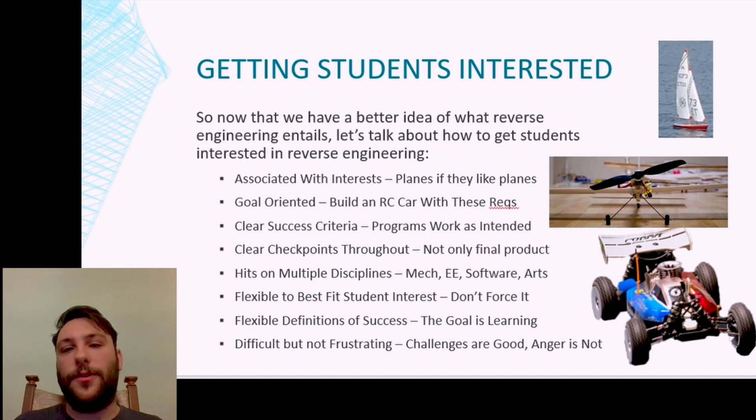Next, it's goal-oriented. You want to be able to build an RC car with such specific requirements. Say you wanted to go 20 miles an hour, you wanted to be able to run for 20 minutes, you wanted to be able to operate out at 1,000 feet. Giving students goals allows them to focus on ways that they can improve everything and work in a way that works best for them.